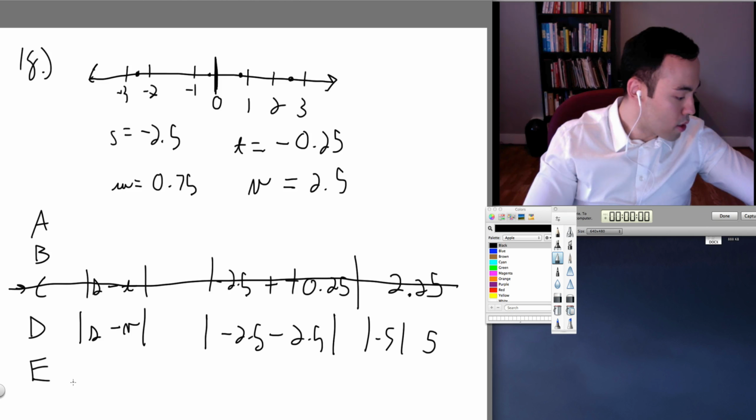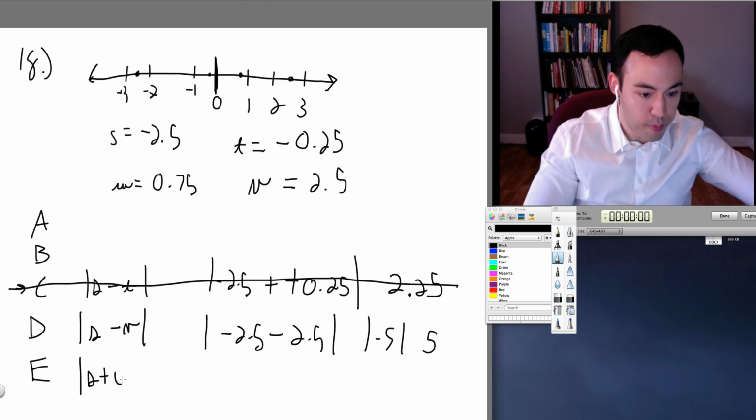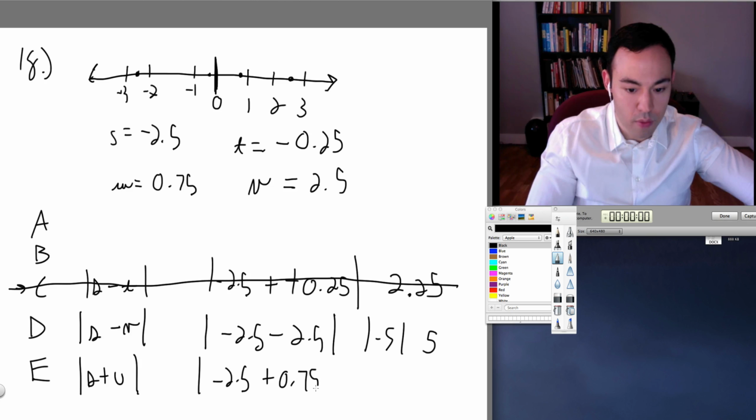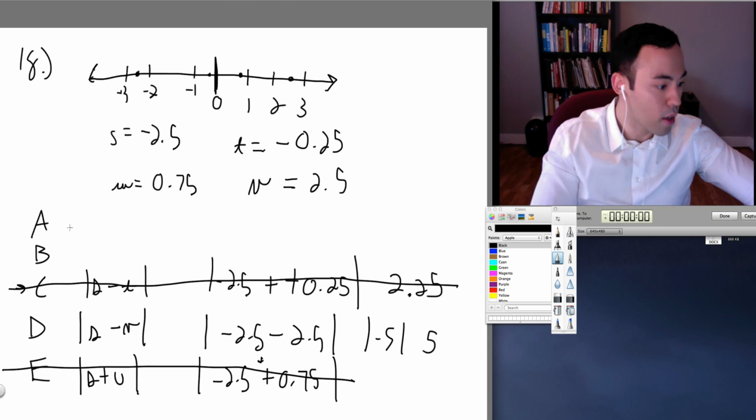And then for E, let's see, S plus U, all in absolute value. So our S is a -2.5, and our U is a 0.75, which actually makes this value smaller than 5, because we're getting closer to the origin with this. So we can automatically knock out E, and then A and B.